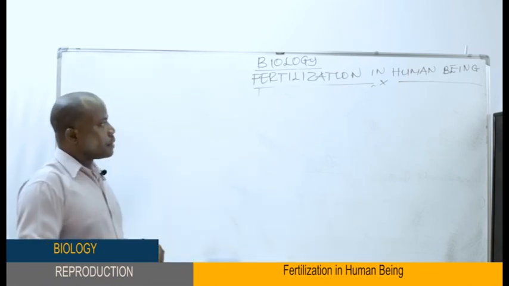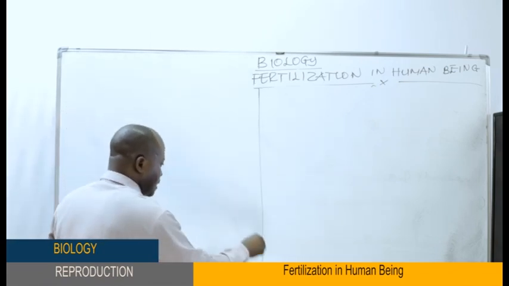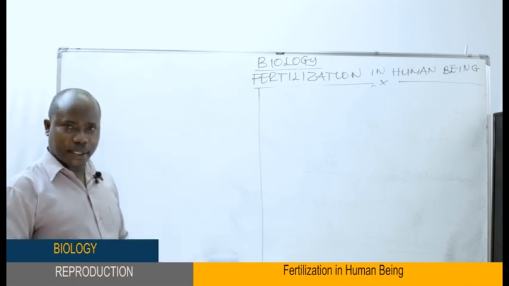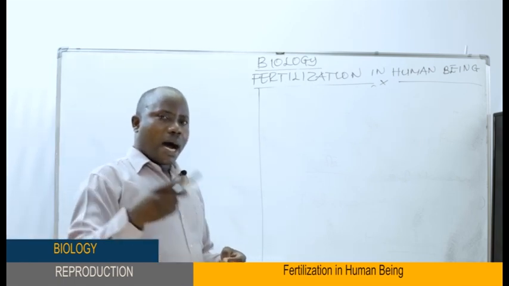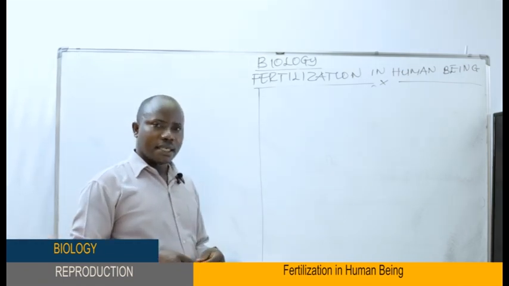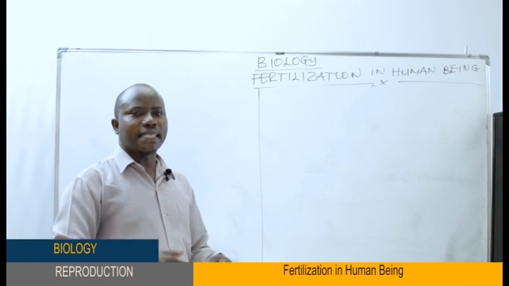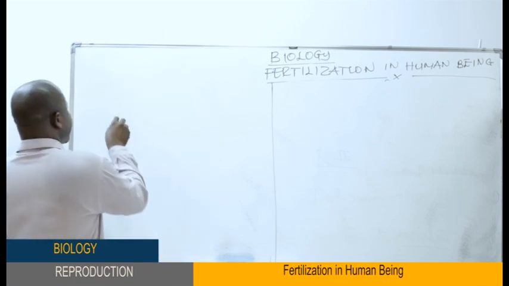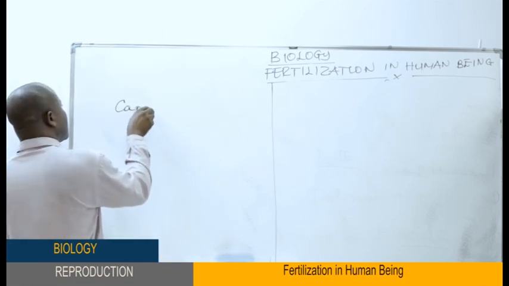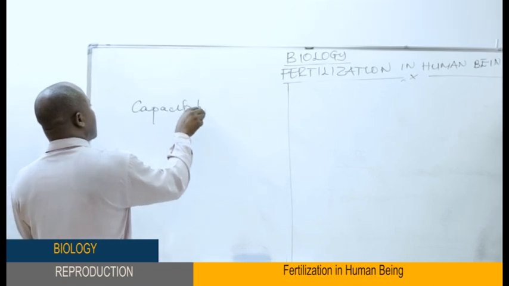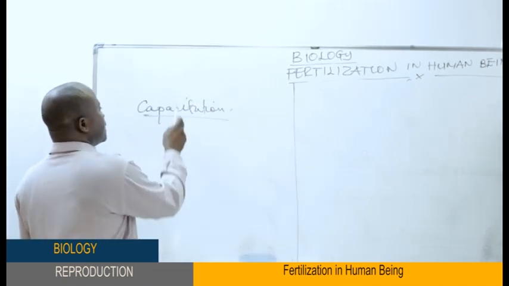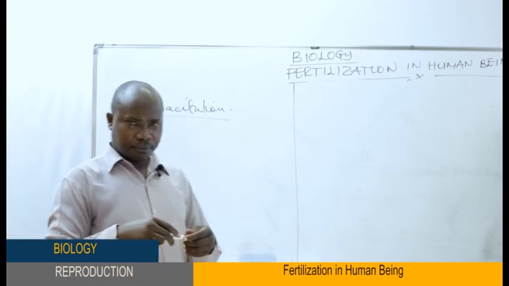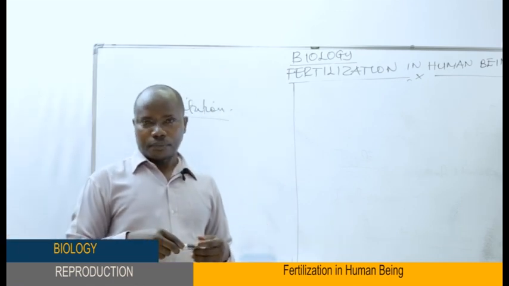Dear students, because fertilization has various aspects, I'm going to use guiding questions that will take us to different aspects of fertilization. The first question reads, why should a sperm cell undergo capacitation? It means capacitation is an important aspect a sperm cell has to undergo.